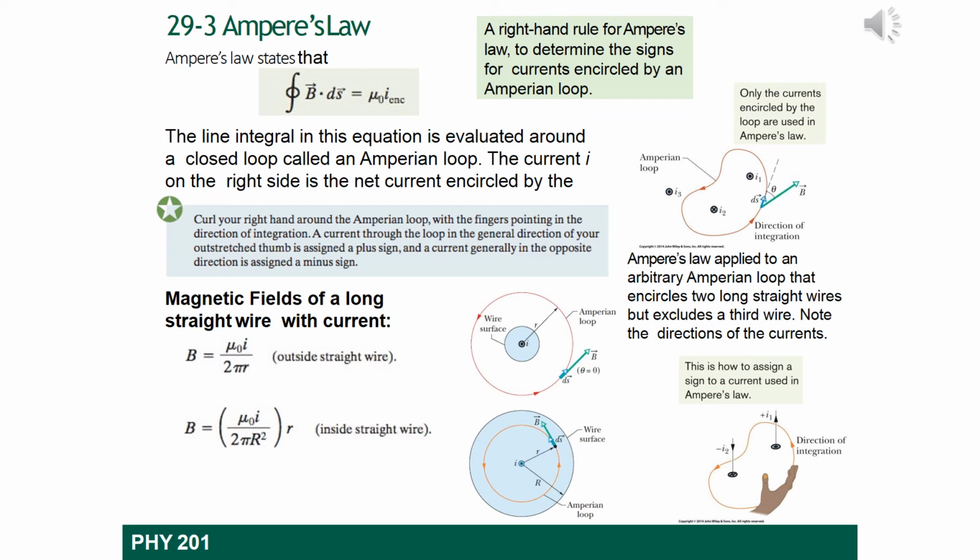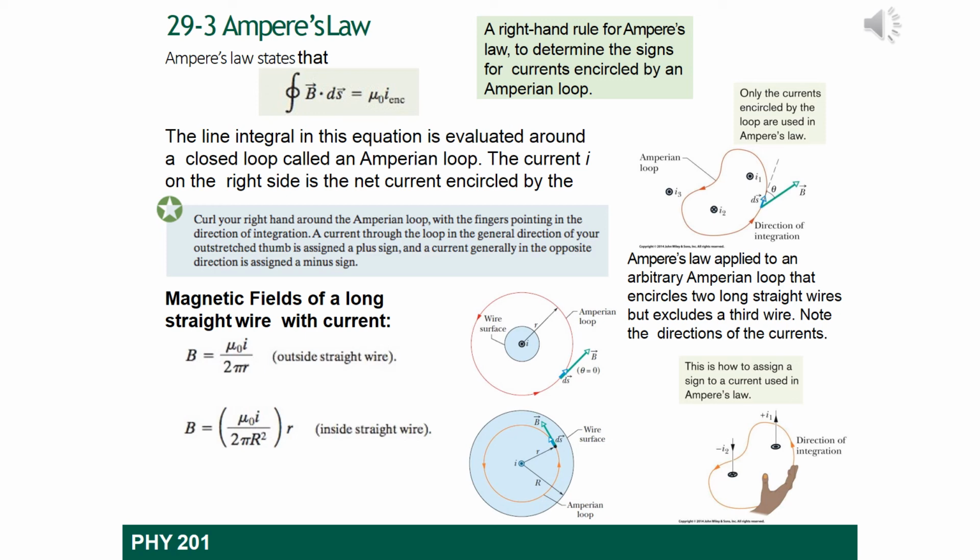The loop here is a circle. Okay, so you place the I total, and it becomes mu 0 I over 2 pi r. This is B. Why? Because the perimeter of the loop is 2 pi r. You take it to the other side of the equal sign and it becomes mu 0 I over 2 pi r.